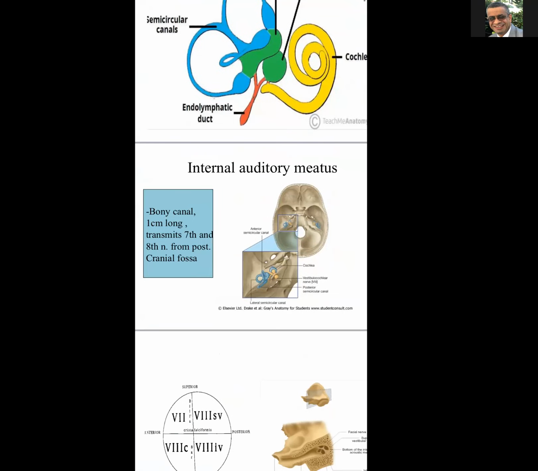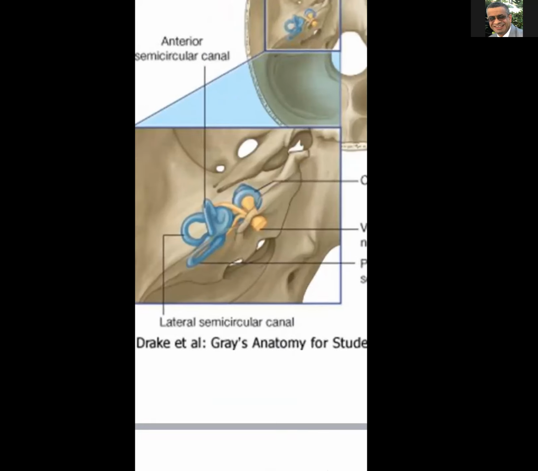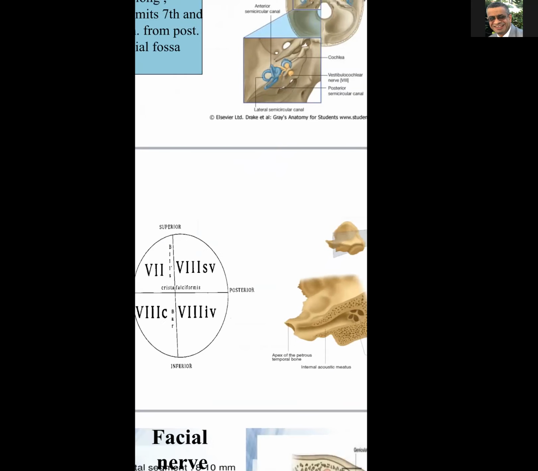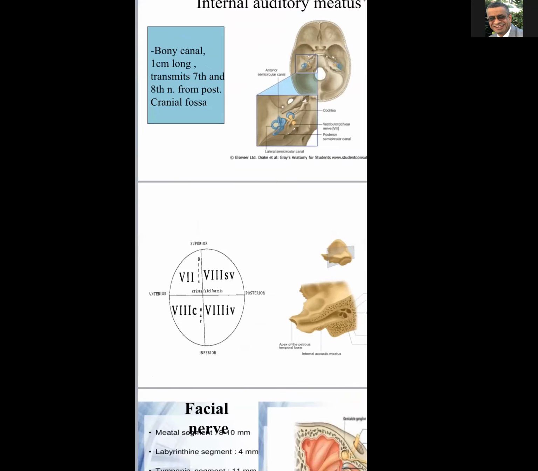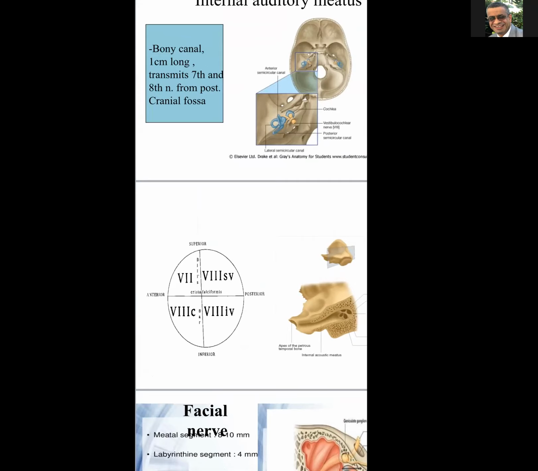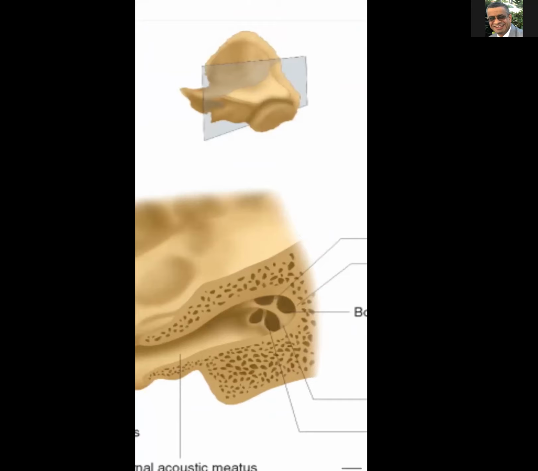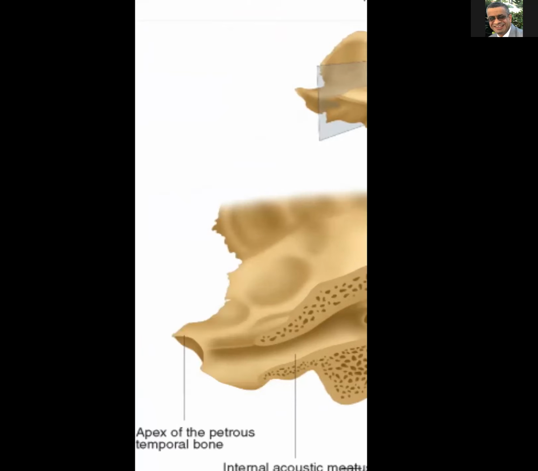We have a structure called the internal auditory meatus. The internal auditory meatus is a bony canal 1 cm long that transmits the 7th and 8th nerves from the posterior cranial fossa. This is the internal auditory canal. The internal auditory canal consists of anterior and posterior parts. It is not one canal; it has four openings, anterior and posterior.